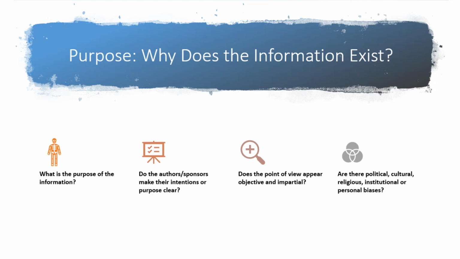Next, we have to look at the P in crap. Purpose. Why does this information even exist? Is it out there to sell you something? Is it out there to entertain you? Is it out there to inform you of something?